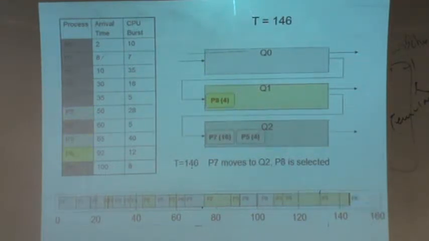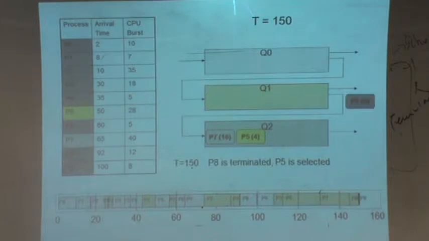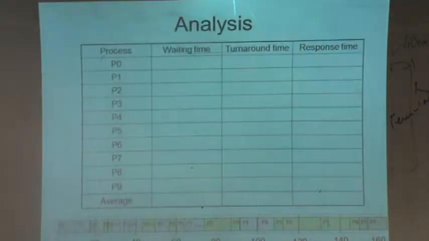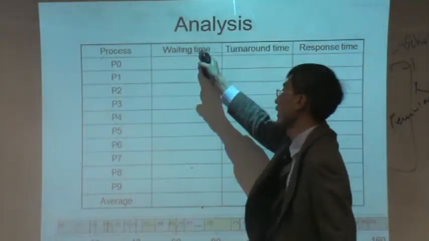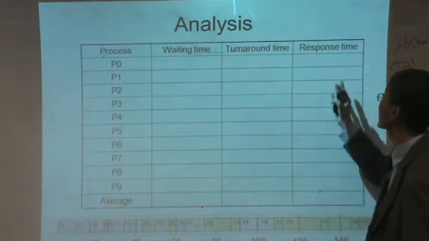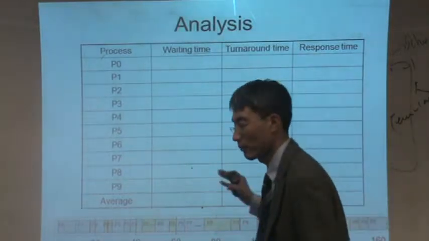Finally, for example, in this case, Q1 exists here. So Q1 will be selected, and process A will be terminated. Then finally, this process will be terminated at Q2. Okay, this is the multi-level feedback queue. Then you can compute the waiting time based on this, the turnaround time based on this, and also the average response time.